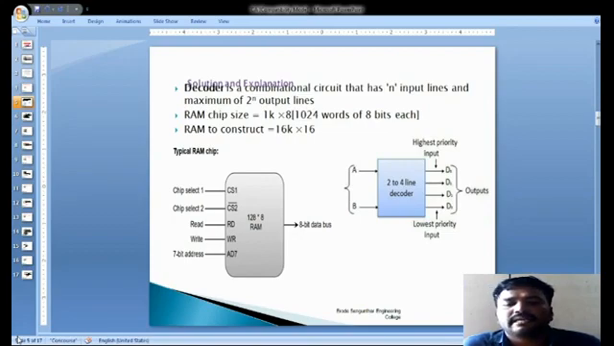Okay, the secondary one is a 2 by 4 line decoder. In this, the input lines are two, A and B, and the output lines are D0, D1, D2, D3. The highest priority is D3 and the lowest priority is D0. So it will convert two input lines to four output lines. That is the decoder.